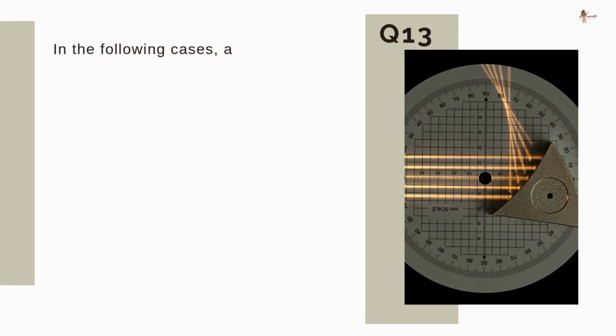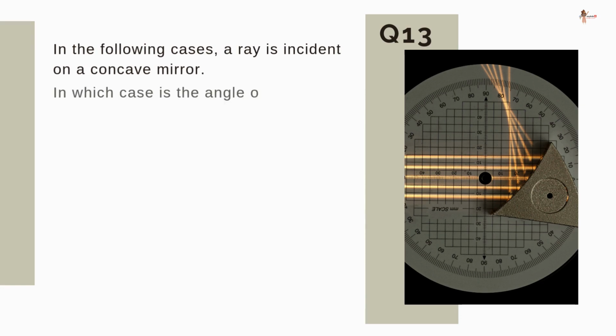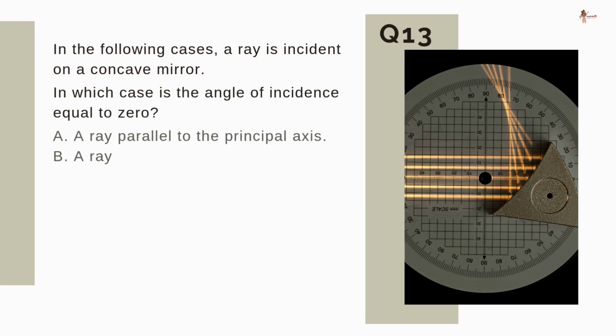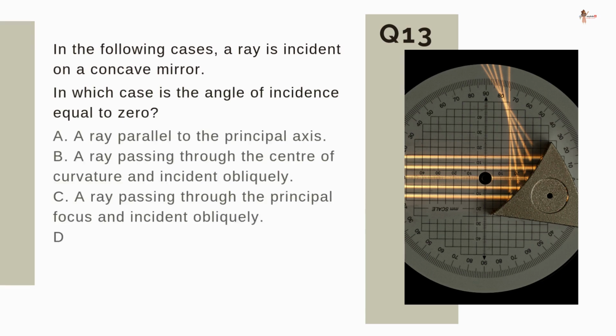In the following cases, a ray is incident on a concave mirror. In which case is the angle of incidence equal to 0? These are the cases.